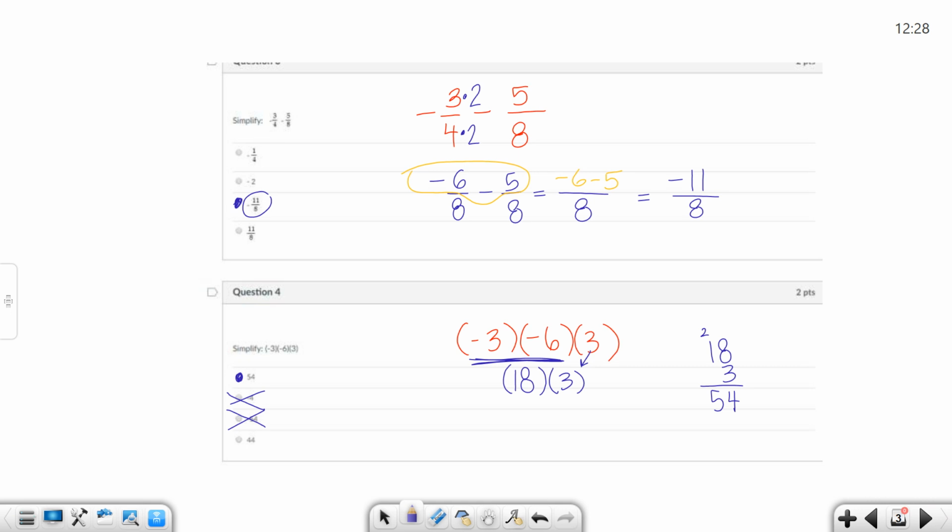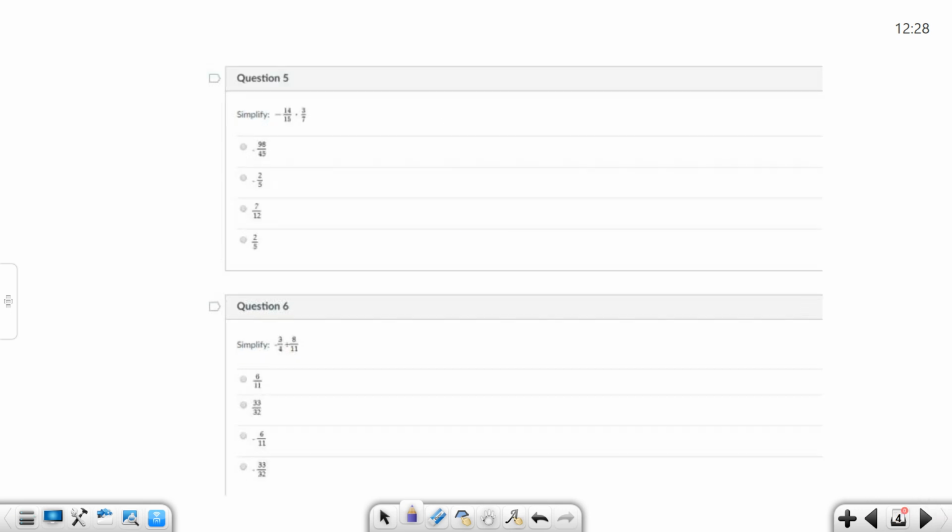Let me look at my sheet really fast. All right, let's go ahead and knock these fractions out, and then we'll close the slide.